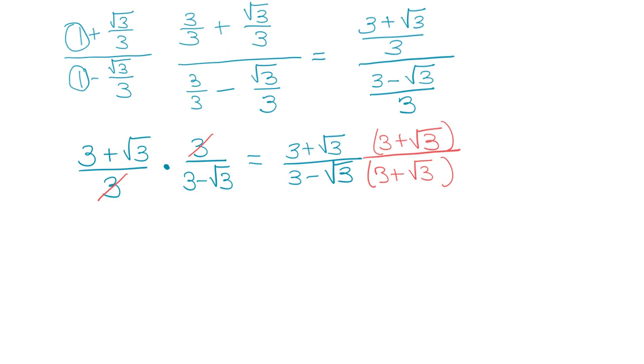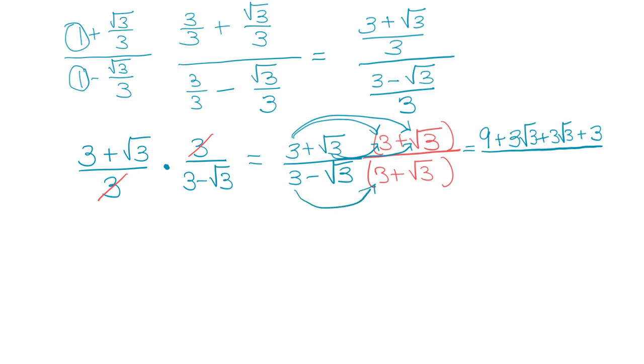So when I multiply here, I'm going to perform FOIL: first, outer, inner, last. I multiply 3 times 3, and I get 9. 3 times the square root of 3, I get plus 3 square roots of 3. This square root of 3 times 3, and I get another plus 3 square roots of 3. Square root of 3 times square root of 3 is just 3, because it's the square root of 9, which is 3.